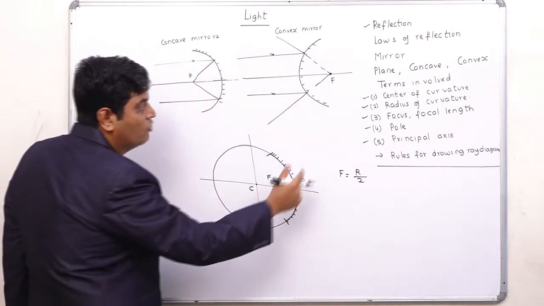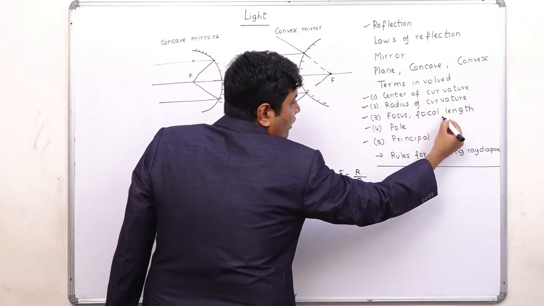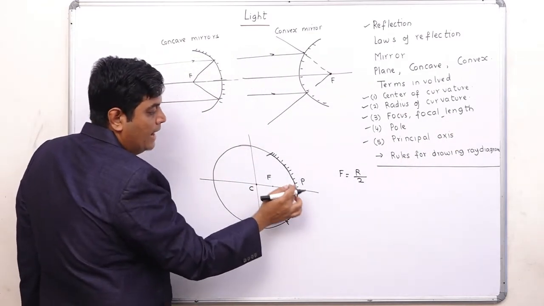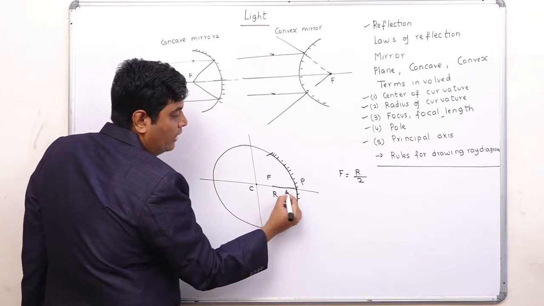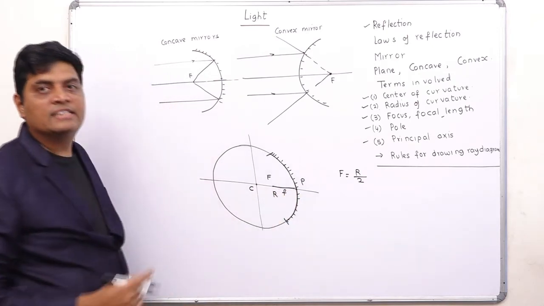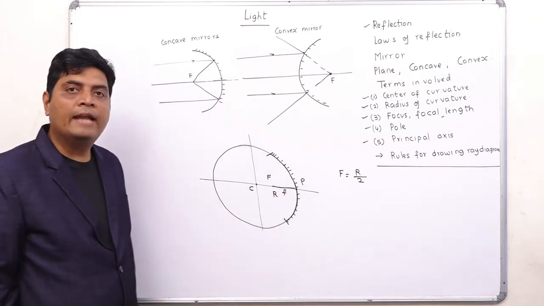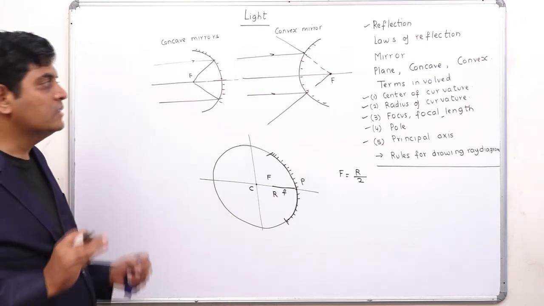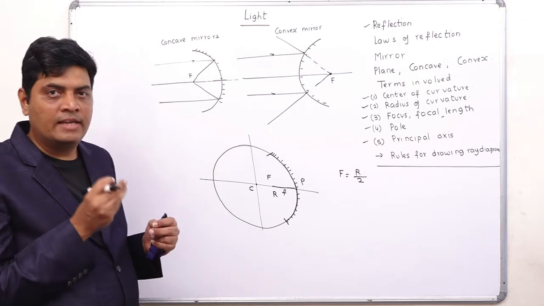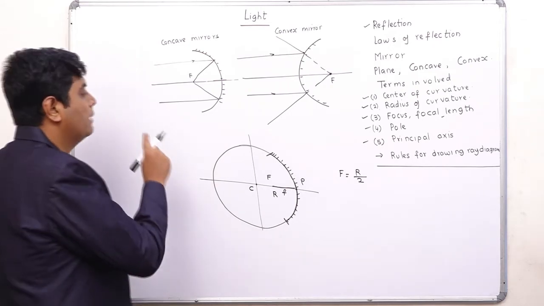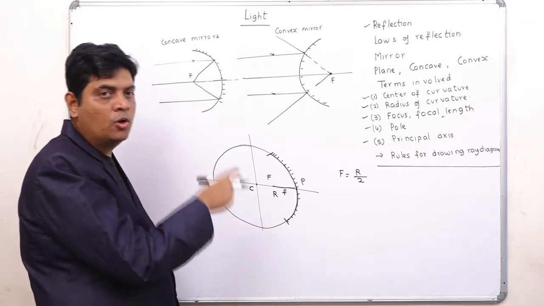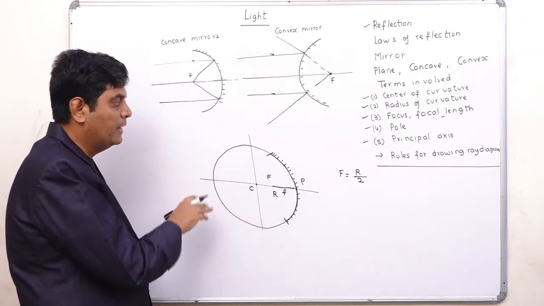Now what is radius of curvature? We have finished. What is focal length? The distance between the focus and the pole is known as focal length. The distance between the pole and the focus is known as the focal length. So what are the various terms we have studied? We will revise once again. First, we have studied center of curvature, radius of curvature, focal length, pole, principal axis.